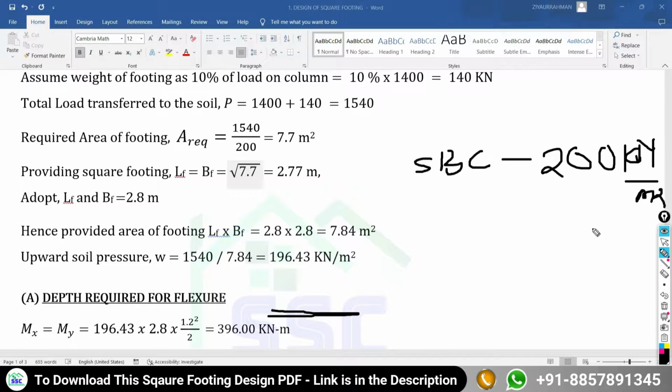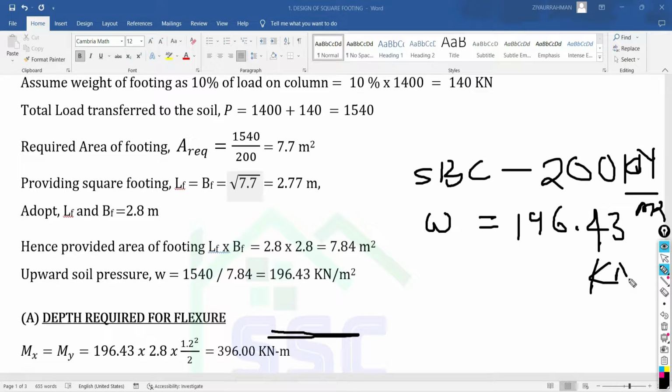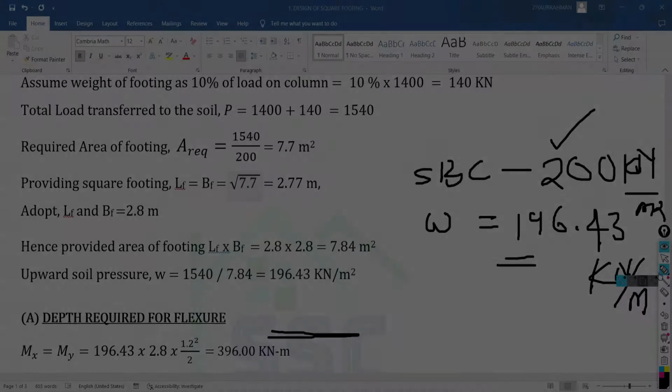And what is the upward soil pressure equal to? 196.43 kilonewton per meter square. So in every problem, or in every design calculation of your footing, your upward soil pressure should always be less than the SBC of the soil. So now it is the safe one. We can proceed to the next step.